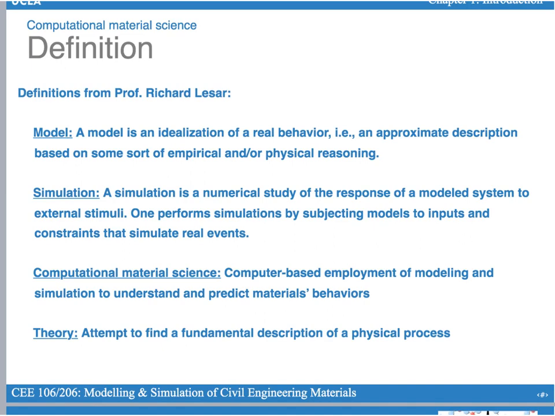And finally, a theory is an attempt to find the fundamental description of a physical process. For example, the theory of gravitation, the theory of relativity. This is an ensemble of mathematical equations, an ensemble of concepts that can be used in a self-consistent way to describe physical processes in general. For example, the three Newton's laws of motion. This is a series of concepts, a series of ideas, a series of equations that describe a physical process, which is different from a model, which is going to be a simplification of reality.